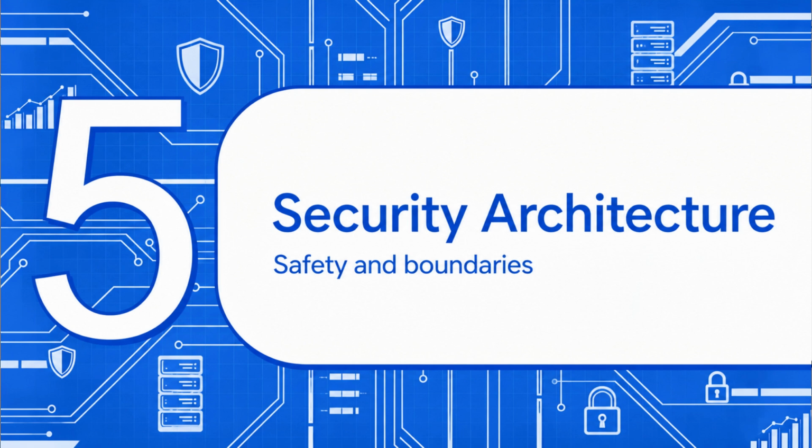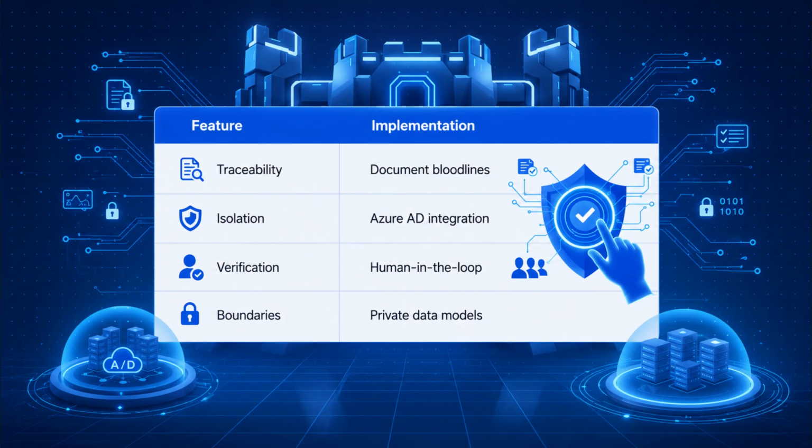Which brings us to Section 5, Enterprise-Grade Security Architecture, Safety through Boundaries, Permissions, and Audits. Listen, for any executive looking at AI in oil and gas, protecting highly sensitive operational data isn't just a priority, it's the only priority. So let's systematically break down this fortress of security protocols.